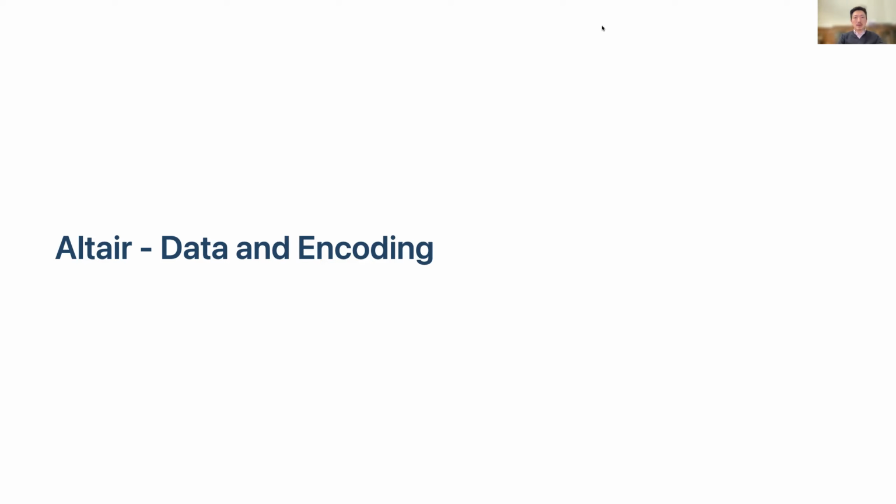Okay, and then today we're going to talk a bit more about Altair, and particularly about the data and encoding. So the data will be how do you treat different types of data and attribute types, and the encoding, how do you map the attributes to different channels.